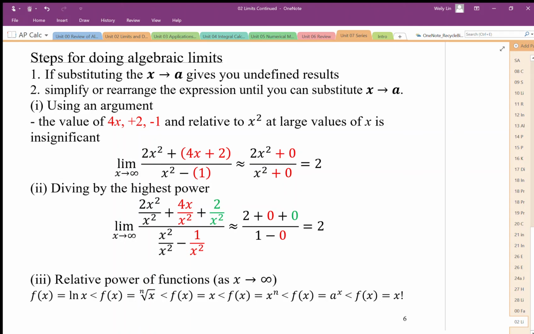So here are some basic steps for dealing with algebraic limits. The first thing is very important. We actually need to substitute the x into the expression. Without substituting the x into the expression, we don't know if we can evaluate it or not.